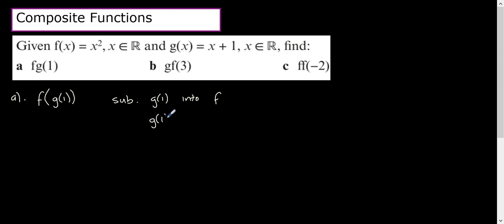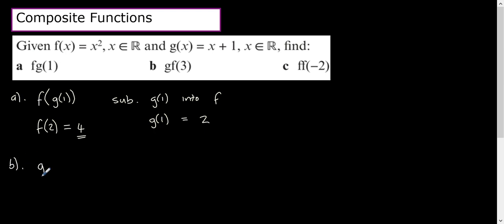So let's have a look. g of 1 is where we substitute 1 in for x here. So 1 plus 1 is 2. So g of 1 is 2. And then that means that I'm going to be working out f of 2, which is 2 squared, which is 4. So work out the second one first, substitute into the first one.